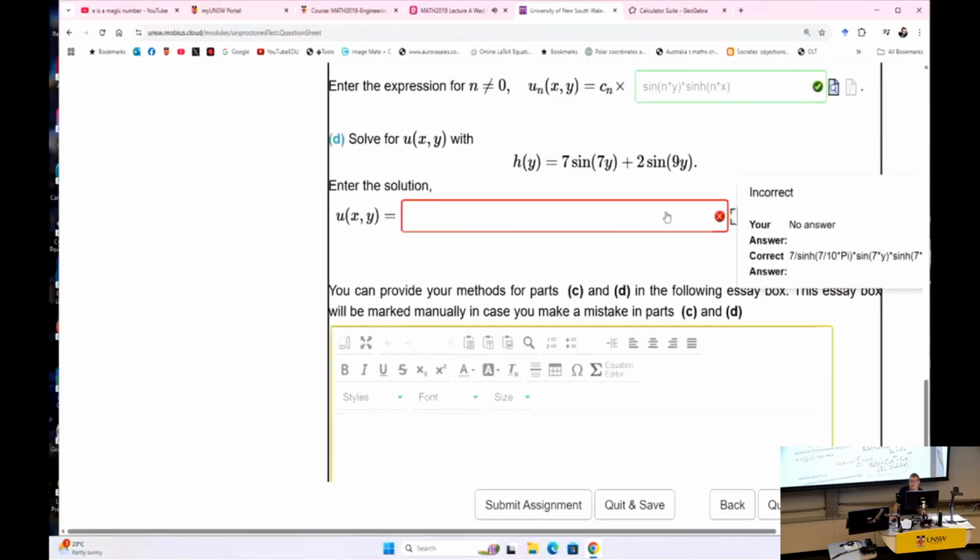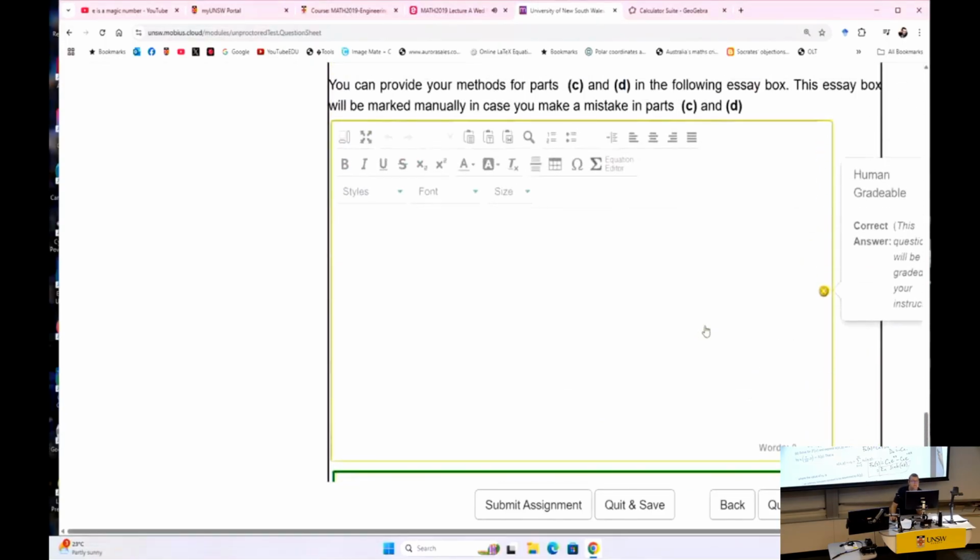Anyway, you get the idea. The coefficients have basically got what I had, but you're dividing by sine of 7/10 pi. Okay? Now, what's down here?